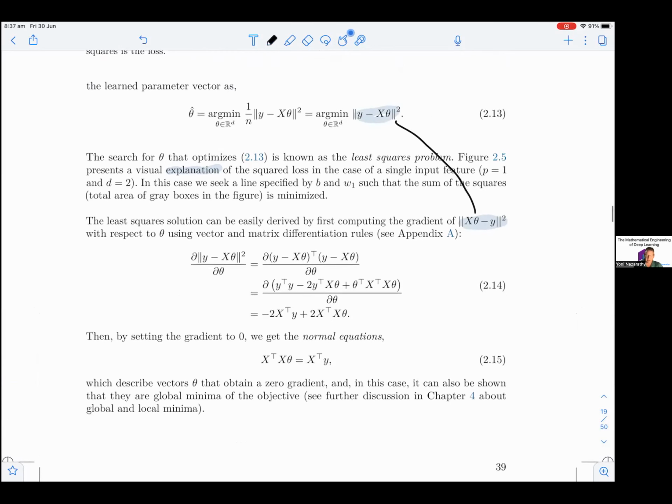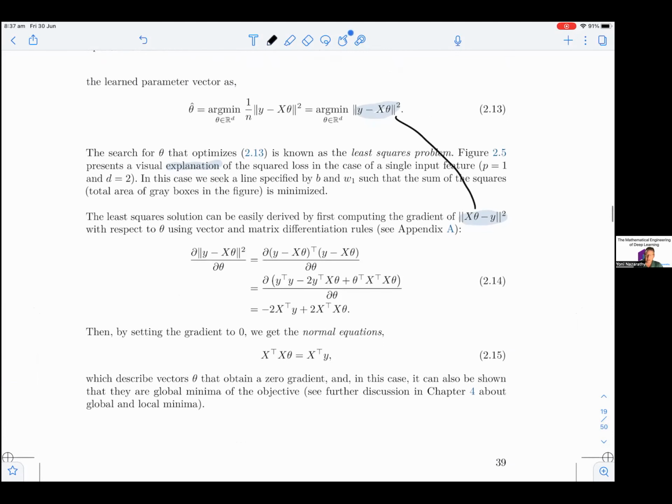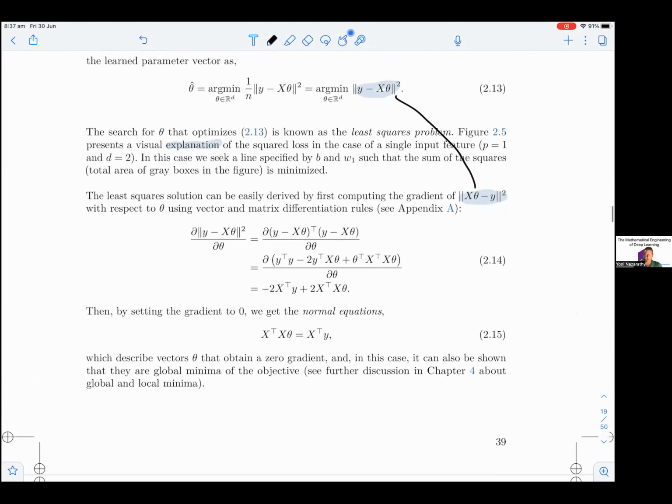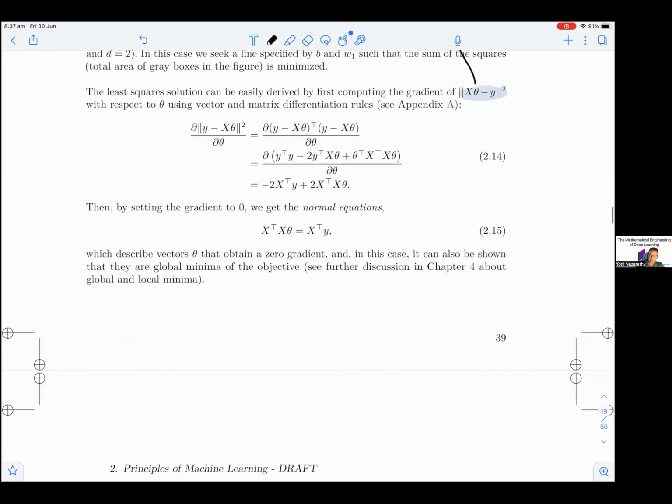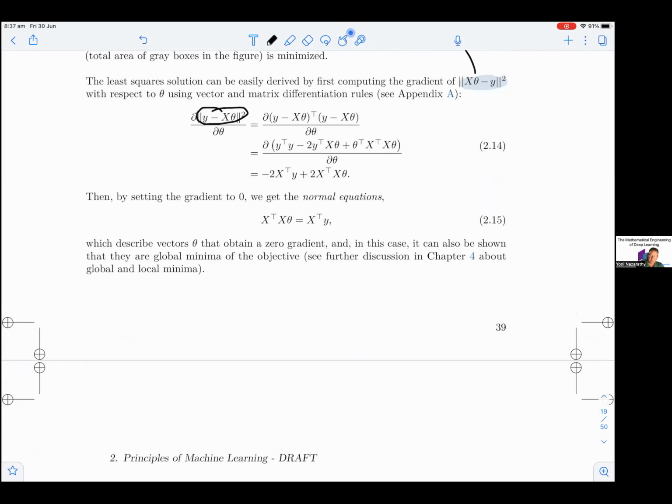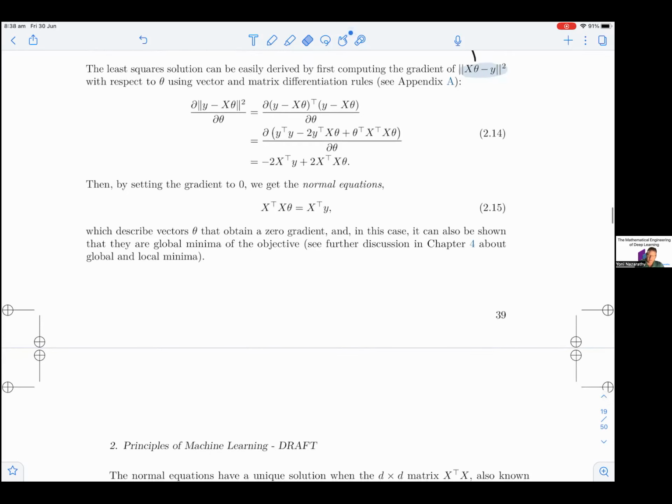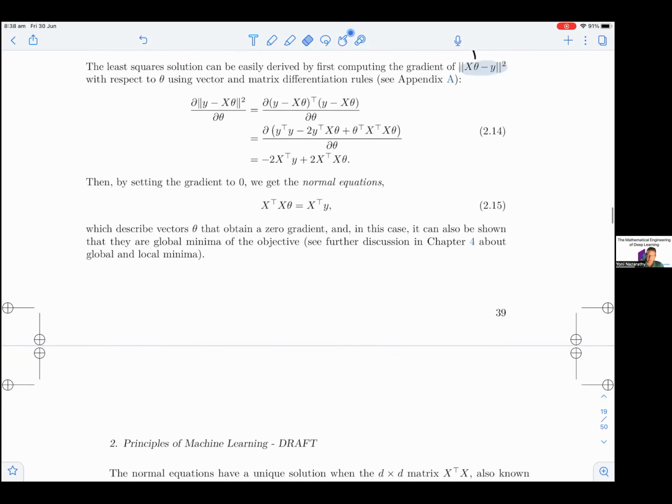So the gradient with respect to theta, and in Appendix A we have vector and matrix differentiation rules. This thing is a scalar, and this is a vector. So this partial derivative representation is a gradient vector of this function from R^D to R. Before taking the gradient, we can expand the L2 norm squared, which is just the inner product of these two things: (y minus X theta) transpose times (y minus X theta).